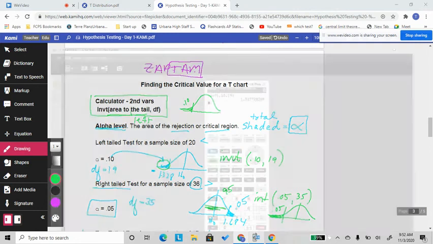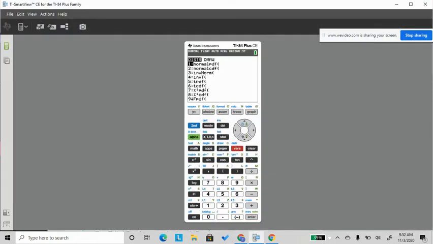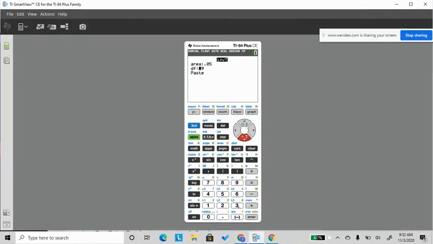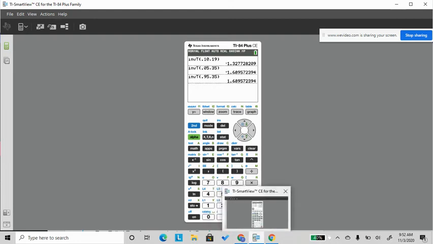And I'll show you both ways. So second bars, inverse t. I'm going to put in 5%, and then, oops, I forgot the degrees of freedom. Degrees of freedom, 35. Paste, and you will get a negative 1.6895. This is always the area to the left. But remember, they're symmetrical, so just change that to a positive. Or if you want to do it, it's going to be the same answer. You can do 0.95, and it will give you the exact same digits, but positive.